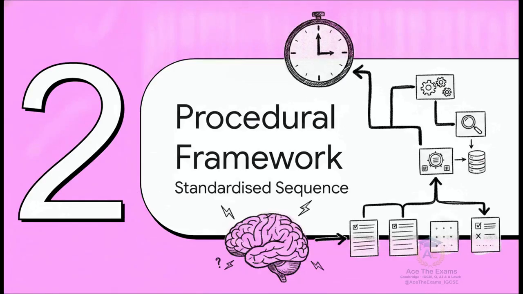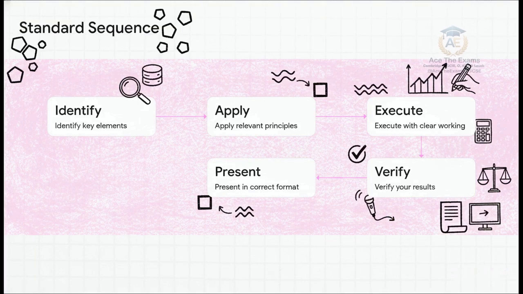Section 2. The procedural framework. This is your standardized sequence for success. When the exam timer is ruthlessly ticking down, you don't want to rely on gut intuition. Sam relies on intuition, rushes the command words, and bleeds marks. You need a standardized sequence, an algorithmic thinking process that acts as your personal success blueprint. This allows you to systematically break down complex questions without panicking.